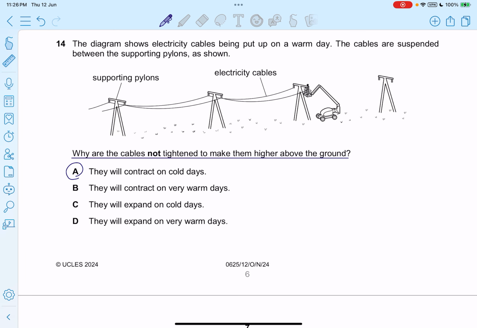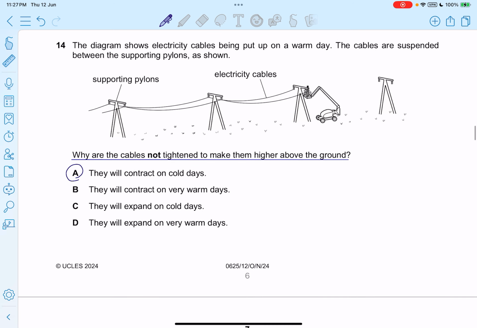Number 14. The diagram shows electricity cables being put up on a warm day. The cables are suspended between the supporting pylons as shown. Why are the cables not tightened to make them higher above the ground? In this question, they're asking why, between these two pylons, we put it like this. They're asking why we don't have it a little higher like this.